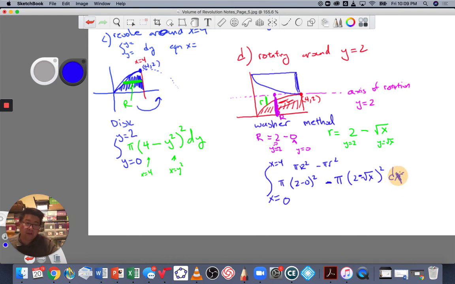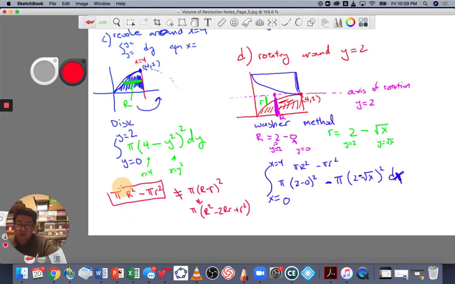All right, one last thing to note really quick. This is a very common mistake that kids make. They try to simplify things a little bit too much. Pi big R squared minus pi little r squared is not the same as pi times big R minus little r, squared. Because if you multiply this out, this would be R squared minus 2 R little r plus little r squared. Not the same.